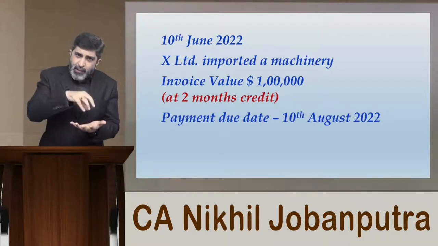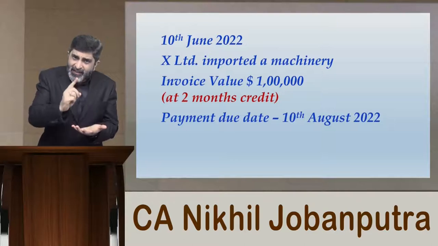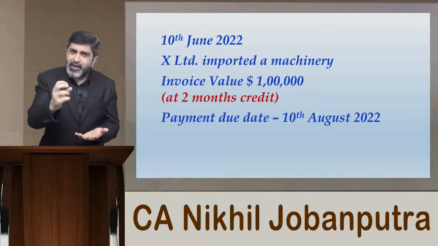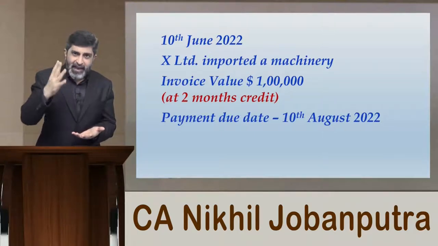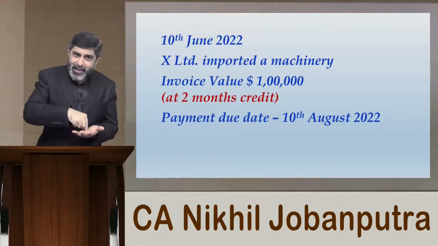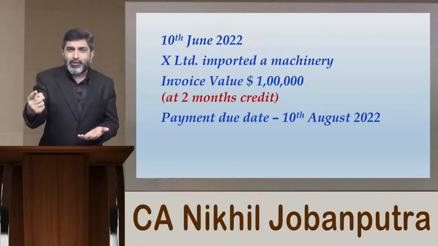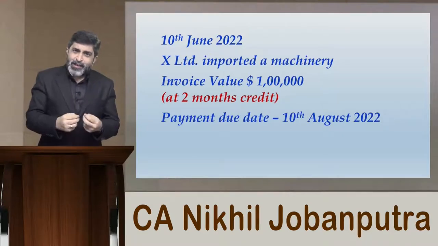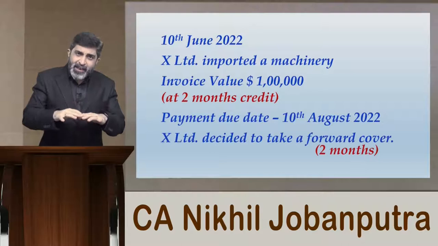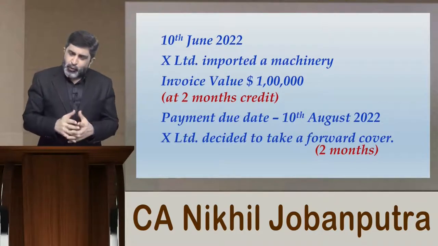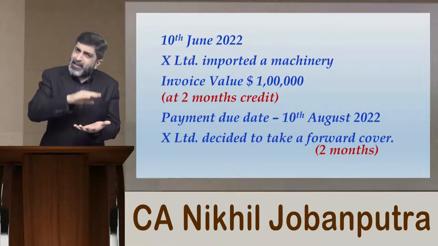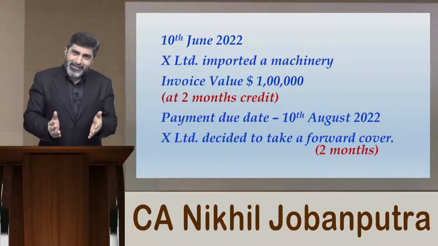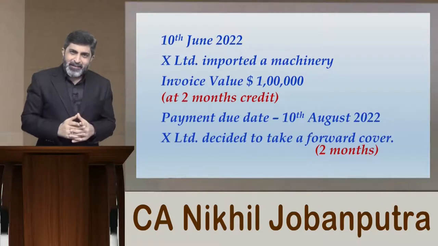Now our importer company X Limited has a foreign currency denominated liability that is denominated in US dollar, and the invoice value is $1 lakh. This amount is payable not today but on 10th August 2022, 2 months forward, and X Limited has decided to take a forward cover for protecting its dollar payments. So to hedge its dollar liability, X Limited has decided to take a forward cover. So now our importer company X Limited approaches the bank.